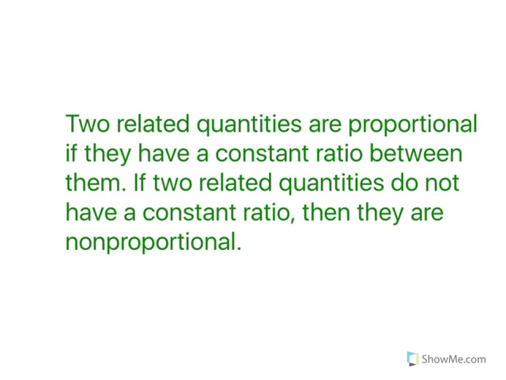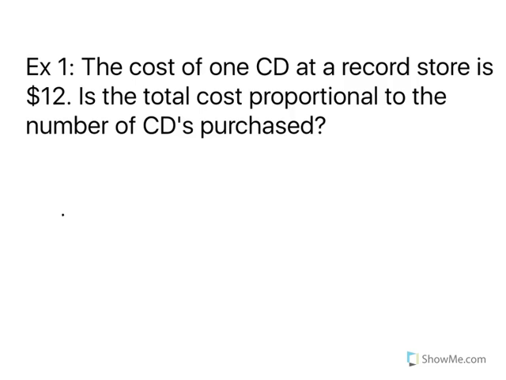Two related quantities, or you can think of fractions or numbers, are equal or proportional if they have a constant ratio between them, meaning they have the same value between them. If the two related quantities do not have that same value, then they are not equal or not proportional. Your book will use the word proportional a lot, and even on tests you'll see that word, so think of proportional as equal.